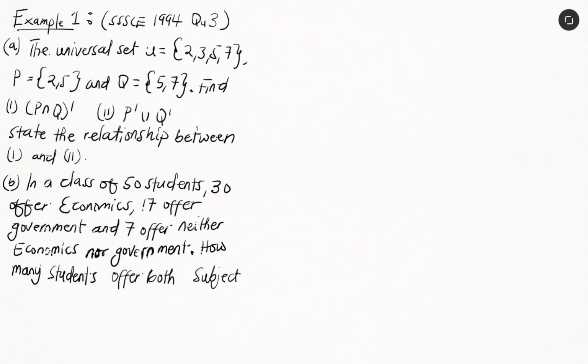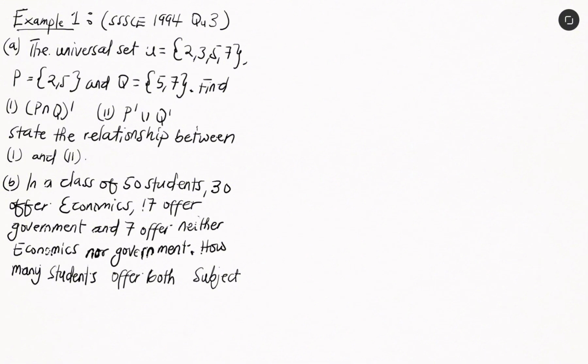So we have A, the universal set U is equal to {2, 3, 5, 7}. P is equal to {2, 5}, and Q is equal to {5, 7}. We are to find I, P intersection Q prime, and then II, P prime union Q prime. We are also to state the relationship between I and II above.